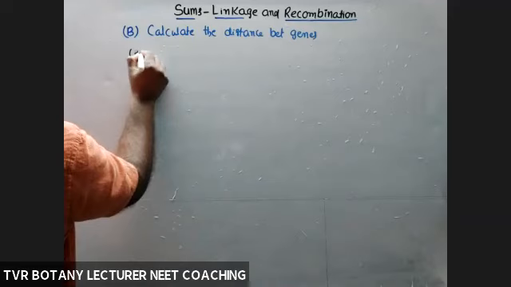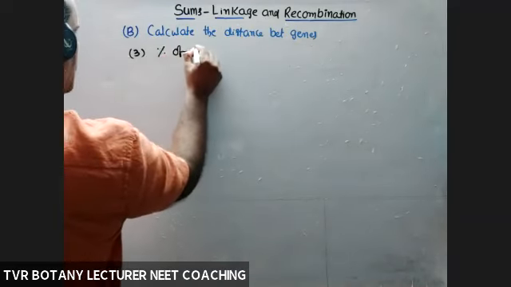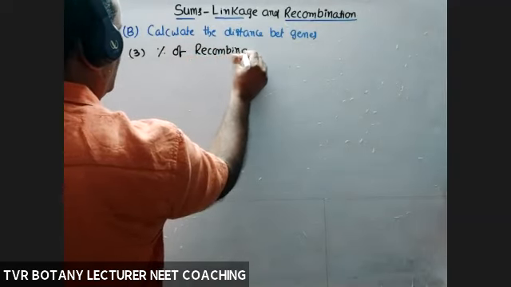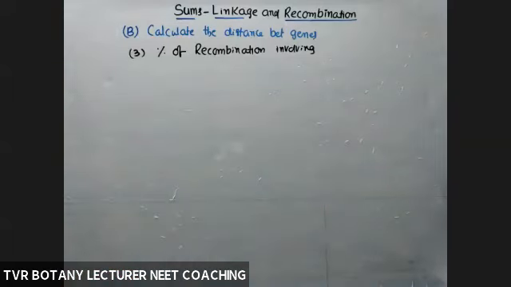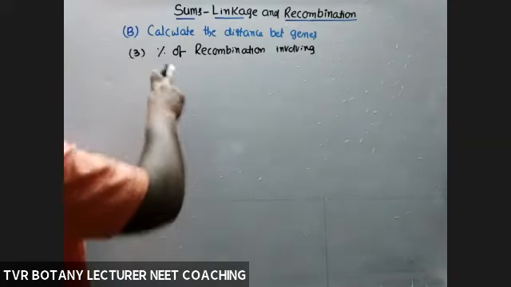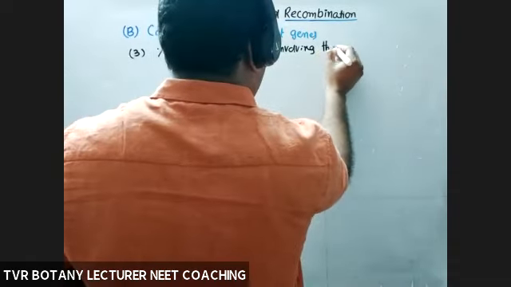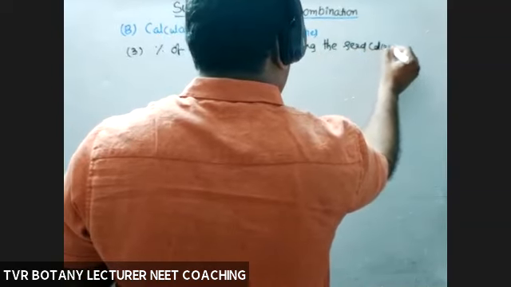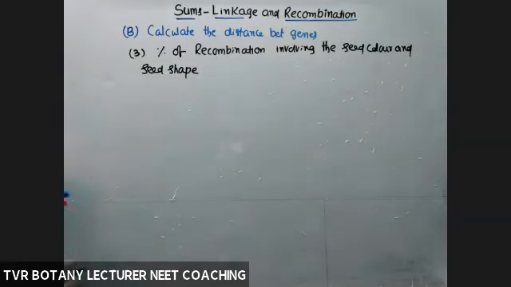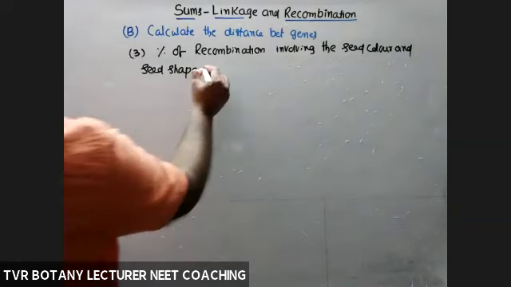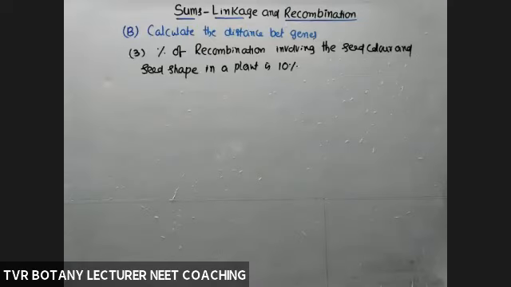The question is: the percentage of recombination involving the seed color and seed shape in the case of a pea plant is 10%. Percentage of recombination involving means recombination between the concerned genes. So you need not worry about it. 10% recombination is given.